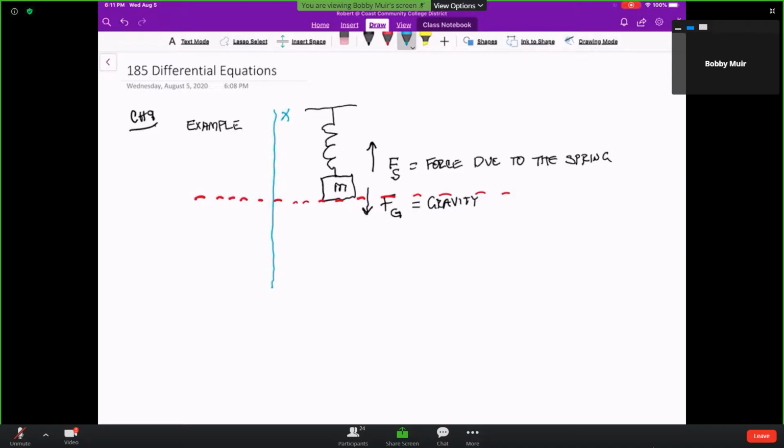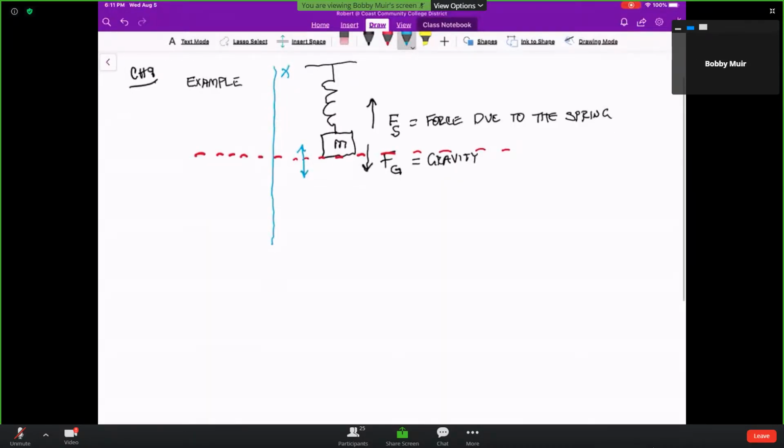And if we come and grab the mass and just pull it down or push it up and let it go, the thing is going to wiggle back and forth. Okay. Now the goal is ultimately to figure out what the equations of motion are.